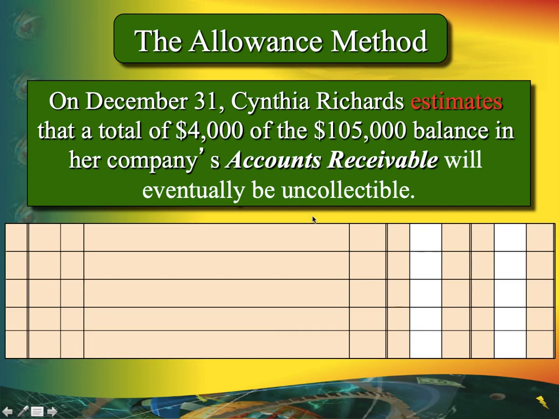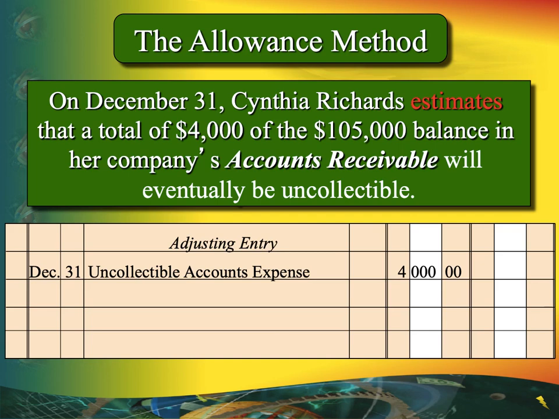That's why Cynthia needs to make a journal entry. The journal will be a debit to uncollectible account expense, or you can say bad debt expense, for $4,000. The credit side will be allowance for doubtful accounts, $4,000.